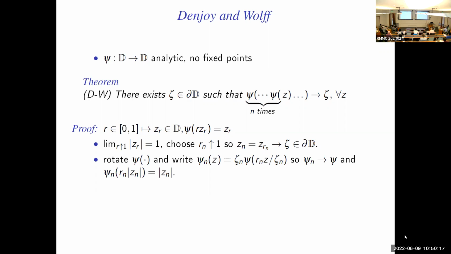Now rotate psi a little bit, and write psi_n of z as zeta_n psi of R_n zeta over zeta_n, such that psi_n converges to psi, and psi_n of R_n has absolute value of zeta_n equal to absolute value of zeta. Well, this is assuming that zeta is equal to 1, just to simplify matters. Zeta_n is some number of absolute value 1.